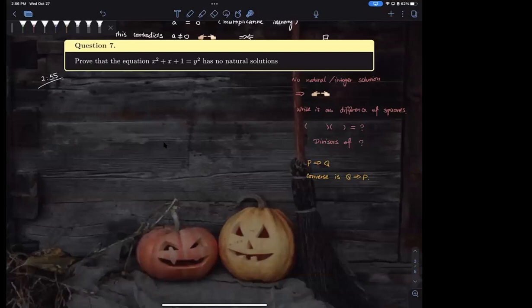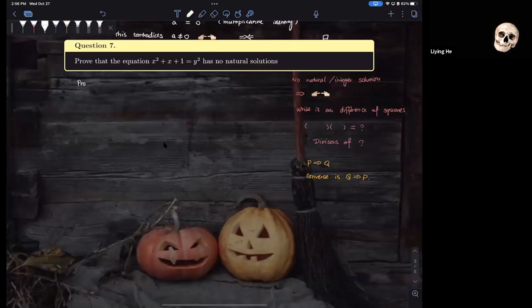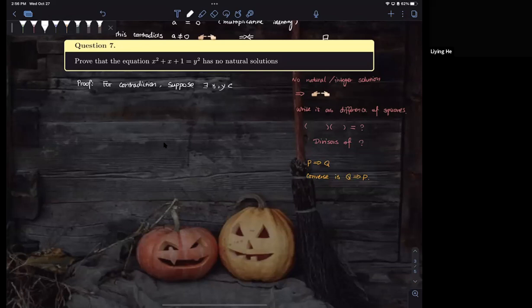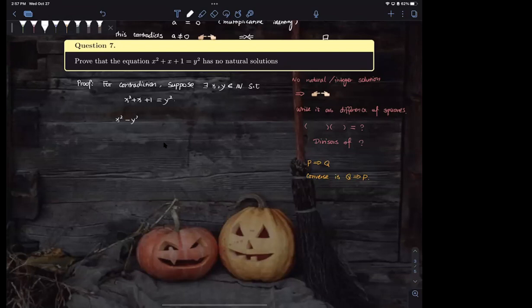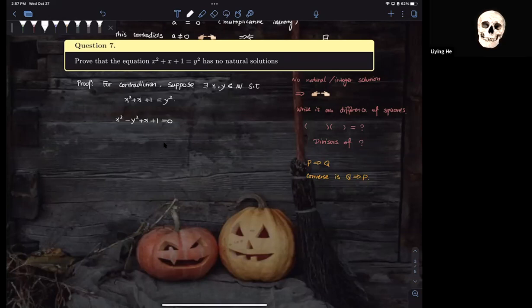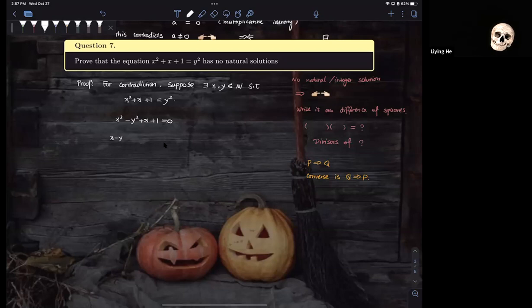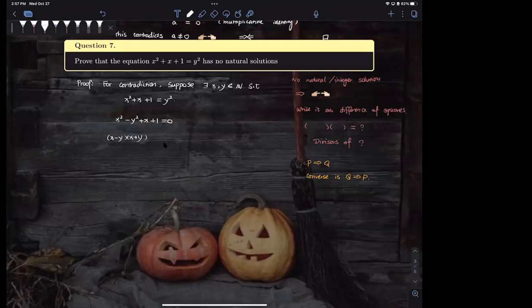Can I give it a shot? Yeah, try. All right, so we begin with x squared plus x plus 1. We move the y squared to the left. We get a difference of squares. Let me finish writing the contradiction part. So for contradiction, suppose there exist x, y in the naturals such that x squared plus x plus y equals y squared. Okay, so you said move y to the other side. What do I do next? Difference of squares. How do you do the difference? x minus y, x plus y. So x, and then move the plus y, and move the x plus 1 to the right side.